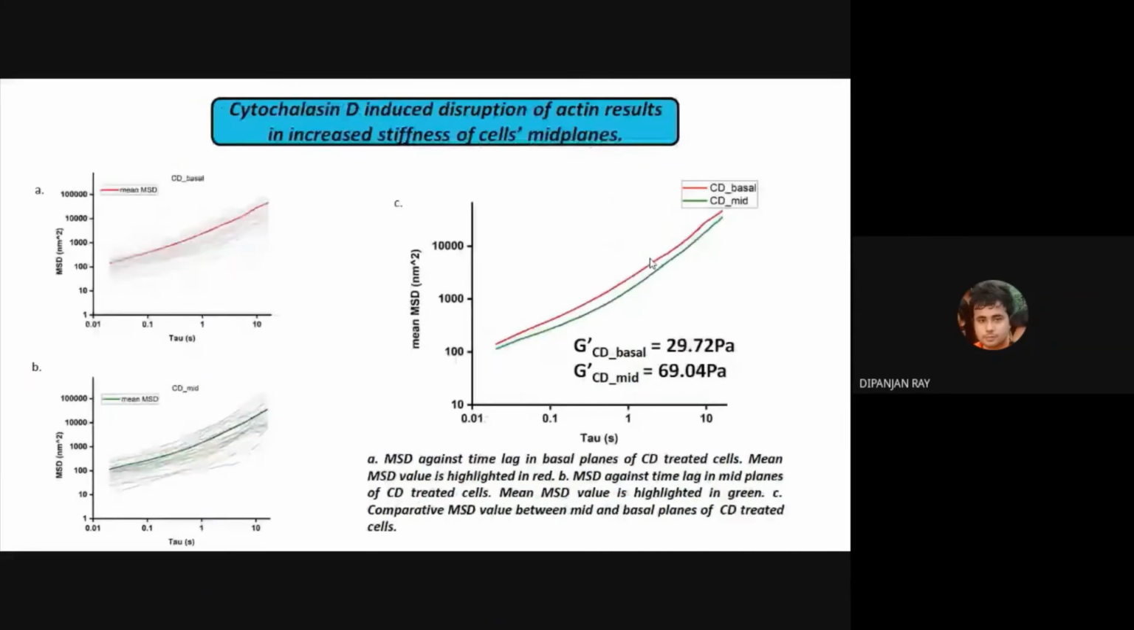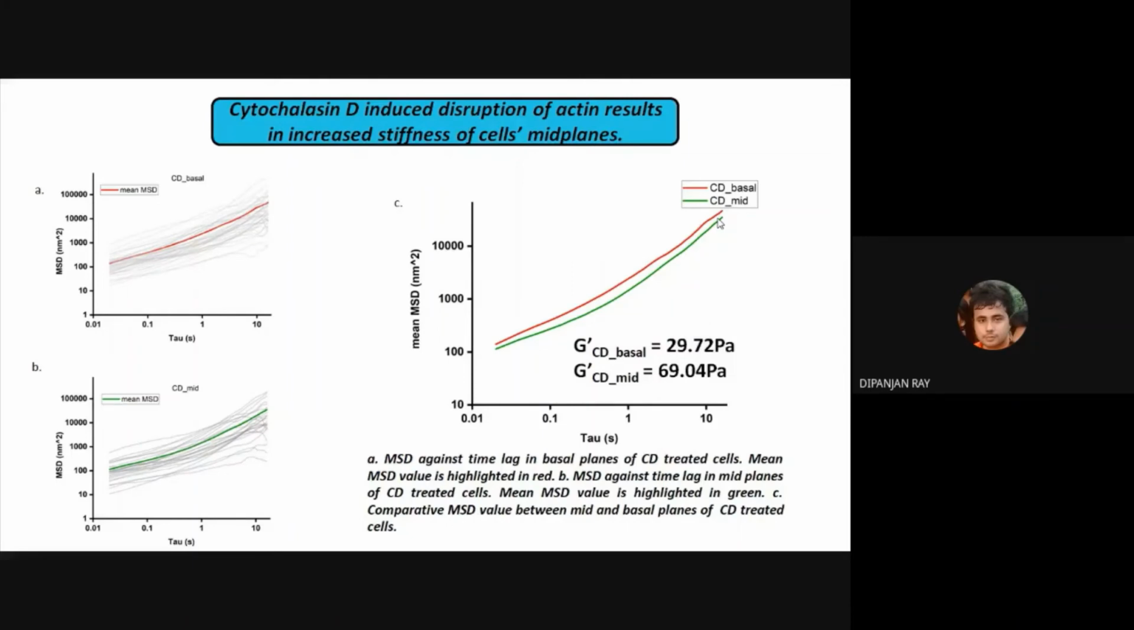Next, I wanted to investigate what happens when we treat these cells with cytochalasin D and disrupt the actin filament. Here, in case of cytochalasin D treatment, an opposite phenomenon is observed. Unlike the control group of cells, in cytochalasin D treated cells, the mid plane becomes stiffer than the basal plane, and it has a higher elastic value. The mid plane has an elasticity value of 69 pascals, whereas the basal plane has an elasticity of 29 pascals.